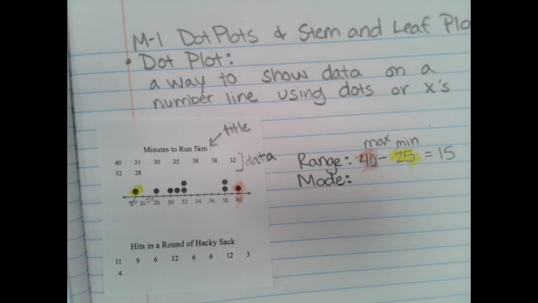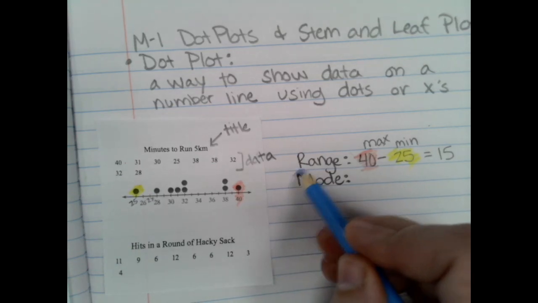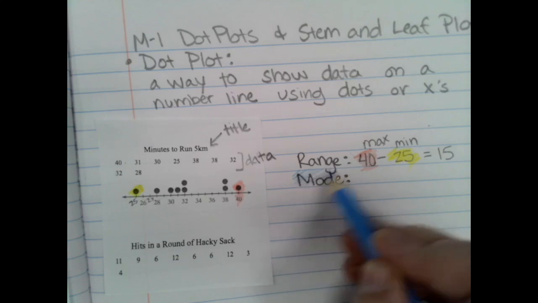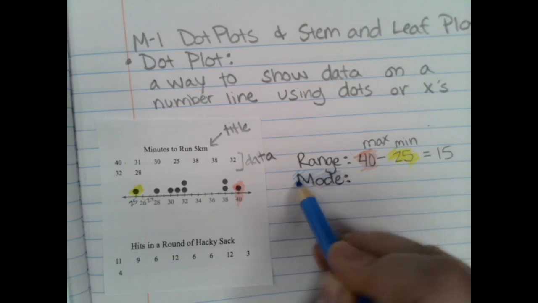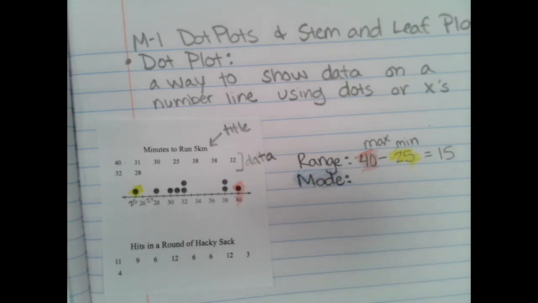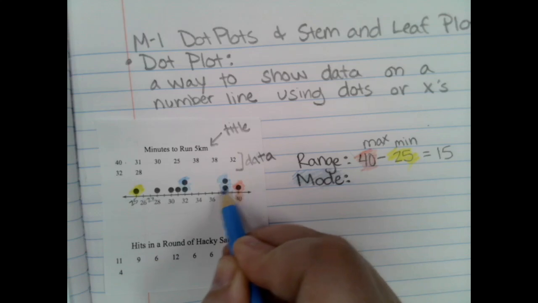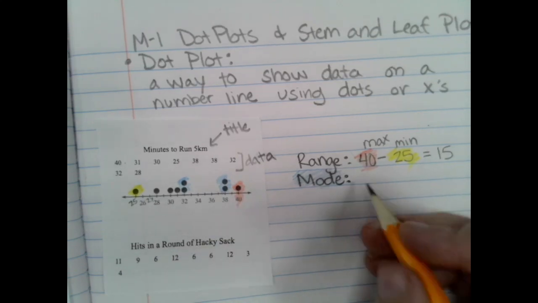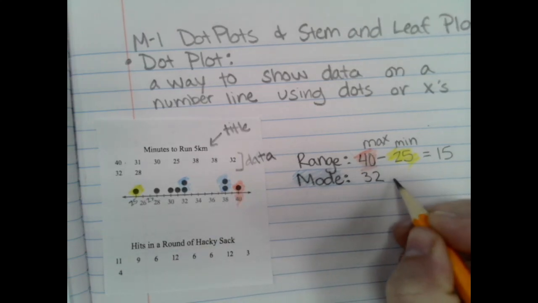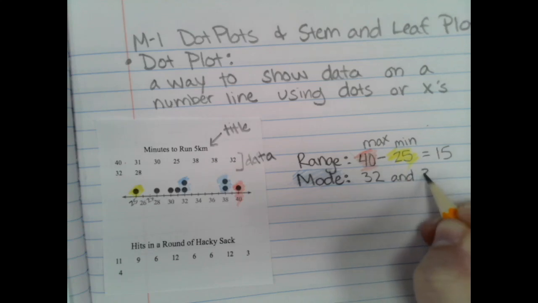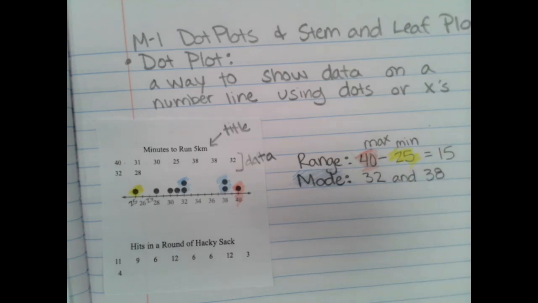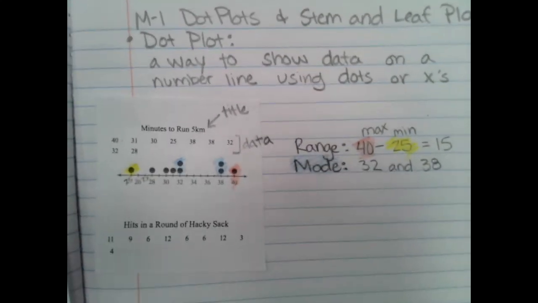Okay, our mode is what happens the most. And that, again, should be really easy to tell. Okay, our mode should be those numbers that have the most dots. So which ones have the most dots? Good, 32 and 38. They both have 2 dots. We have 2 modes here. And that's all we're going to do with that first one.